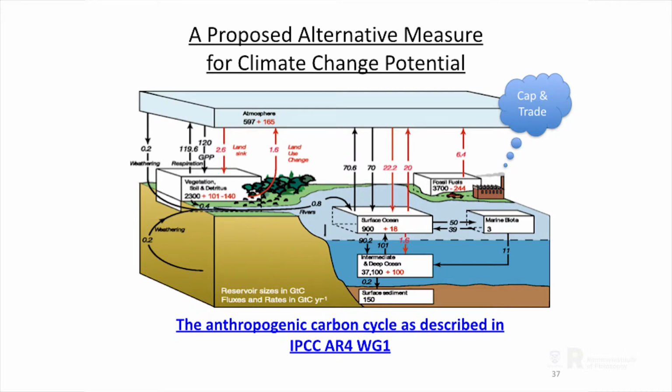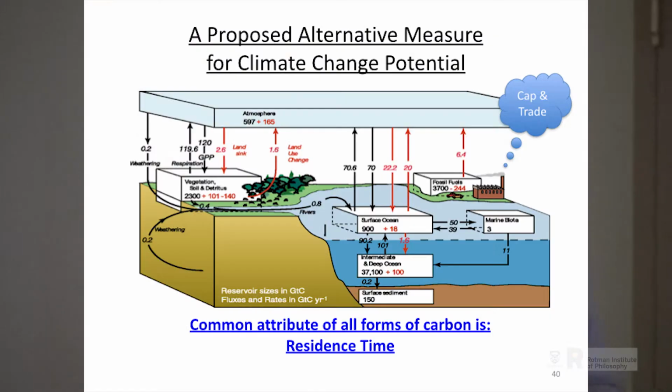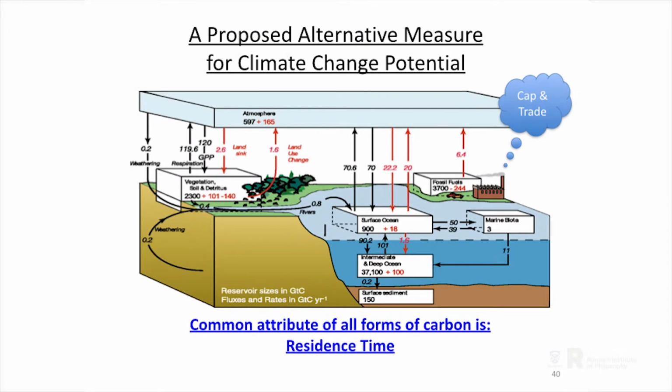What we can use, there is a common attribute that we can use for all this carbon movement, and it's very simply what I call residence time. To clarify this a little bit, it probably should be defined as state residence time: the amount of time that the carbon remains in whatever state it's in.